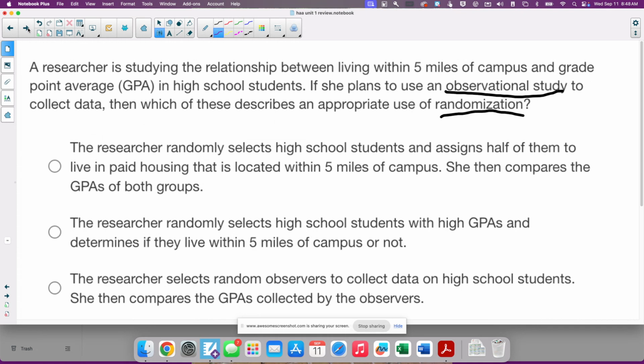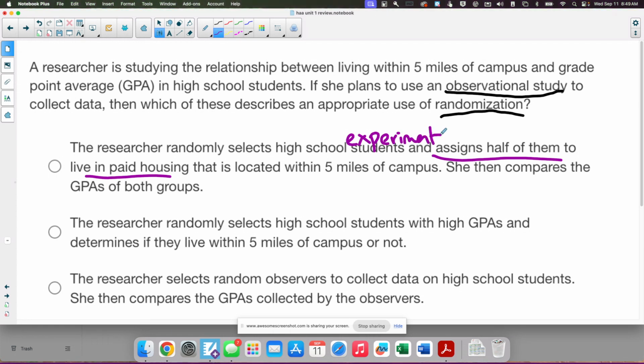Okay, so for this one, they want to use an observational study to collect the data, and they want to randomize because it has to be random. Otherwise, we can't apply it to anything. You cannot assign half of them to live in paid housing, right? Because what you're trying to check is whether or not living close to campus makes your GPA higher. So I would have to assign them to live in paid housing and the others to live in paid housing that's farther away from campus, right? And even then, technically, if you're assigning something, that becomes an experiment, right? So it cannot be this one.